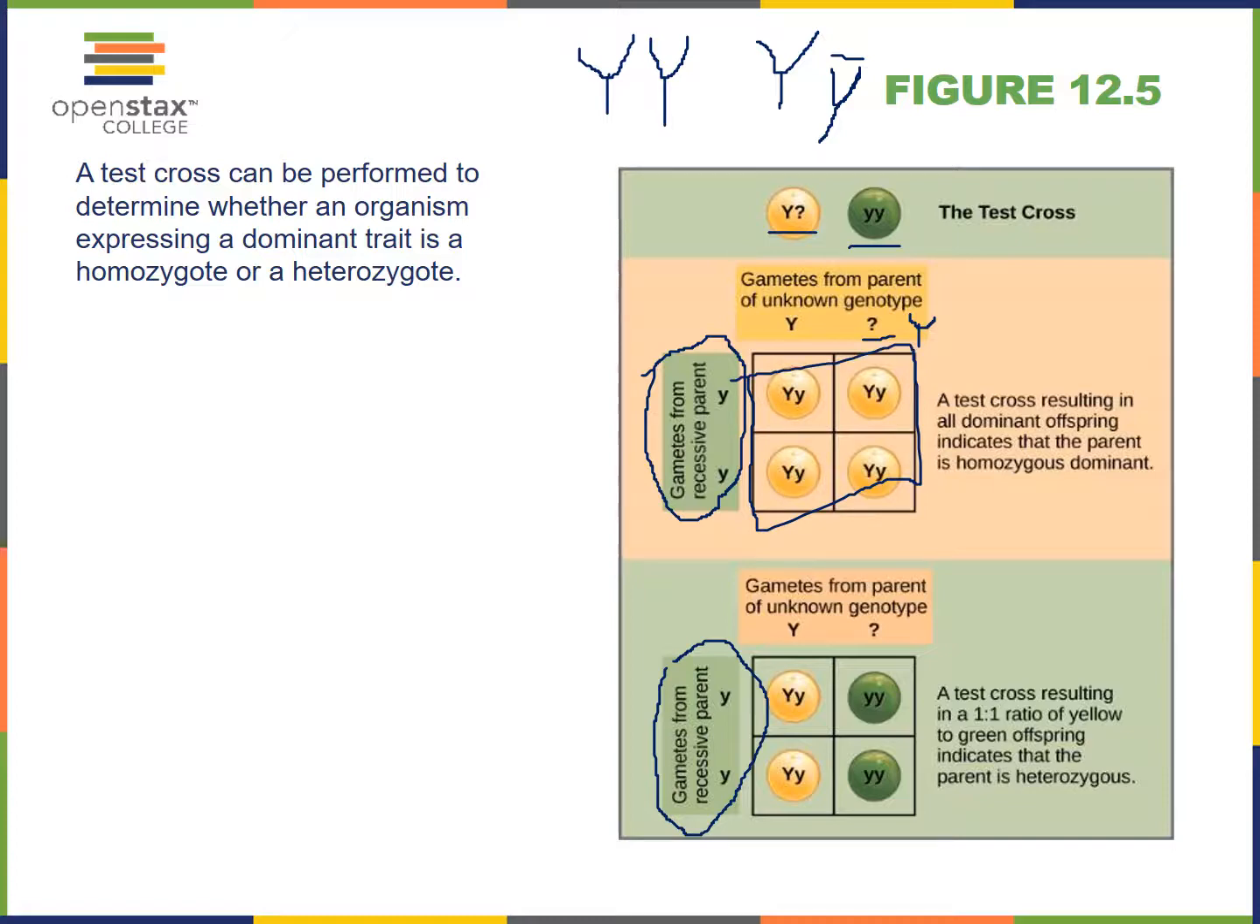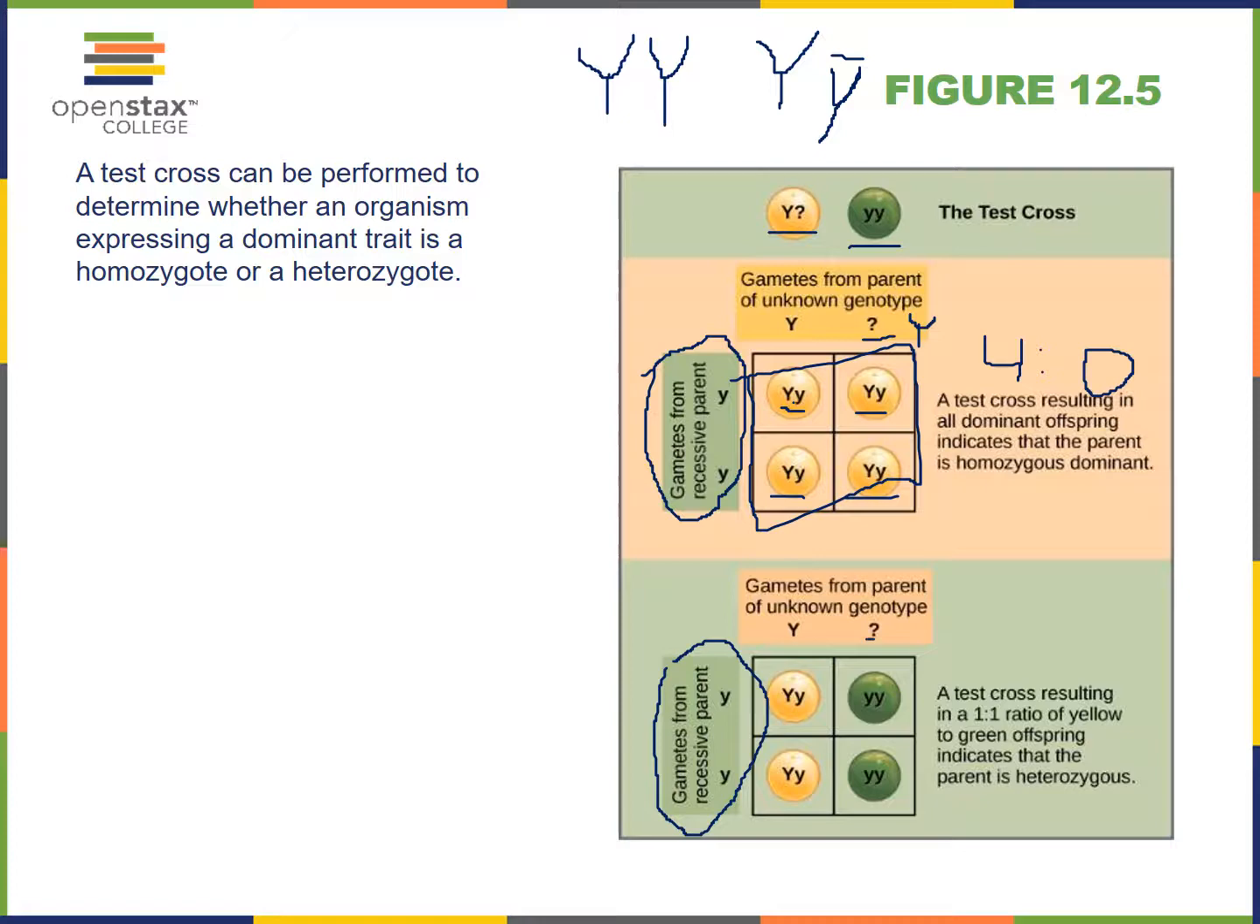So big Y, little y here, big Y, little y here, big Y, little y here, and big Y, little y here. So if it's homozygous dominant, you would get a 4-0, or your offspring should be 100% yellow, the dominant phenotype, the dominant trait.